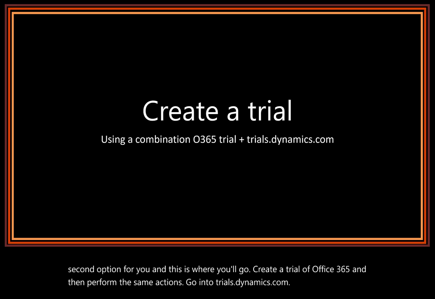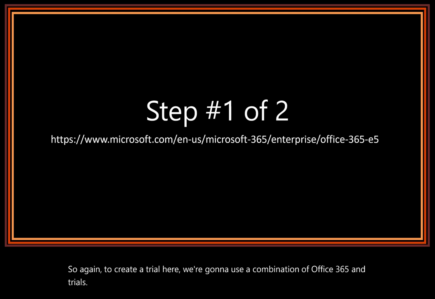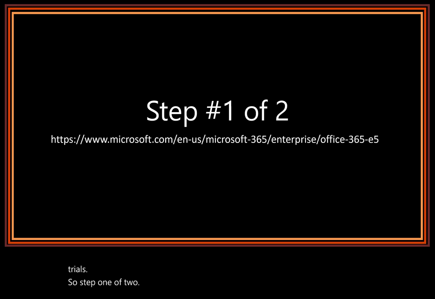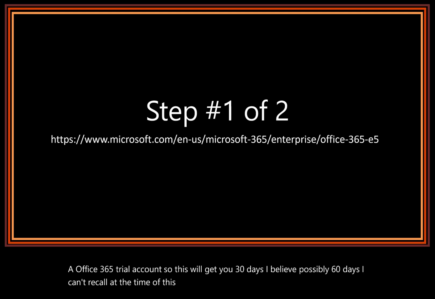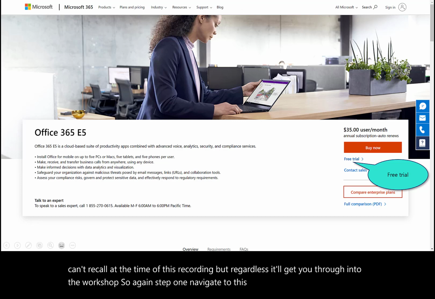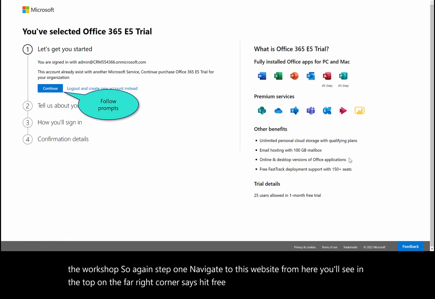So again, to create a trial here, we're going to use a combination of Office 365 and trials. So step one of two, I've got the website here where you can log in and go and provision an Office 365 trial account. This will get you 30 days, I believe, possibly 60 days. I can't recall at the time of this recording. But regardless, it'll get you through into the workshop. So again, step one, navigate to this website. From here, you'll see in the top, on the far right corner, it says free trial. And then follow the prompts.